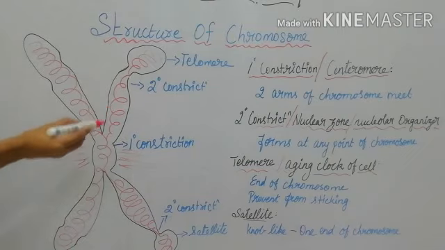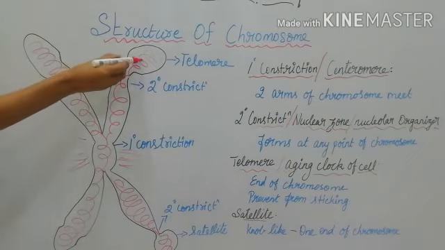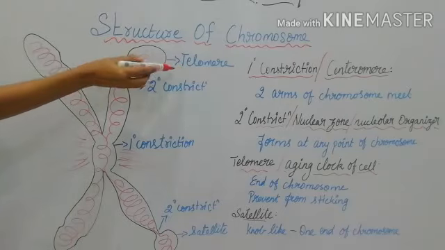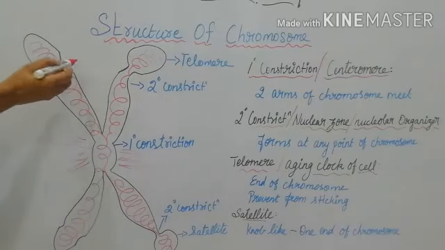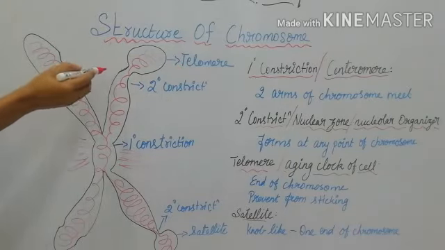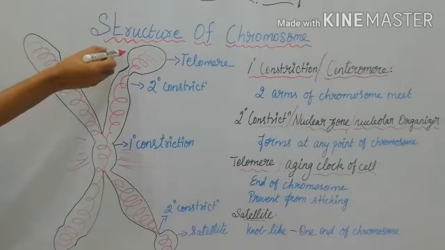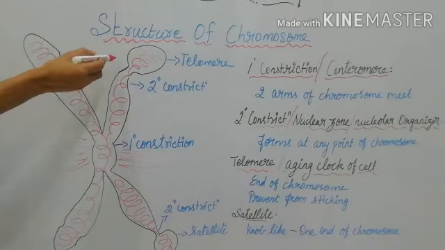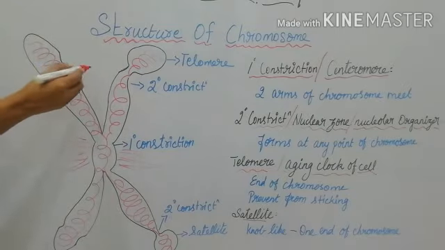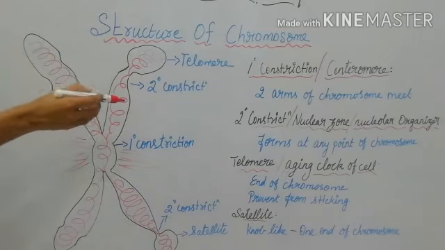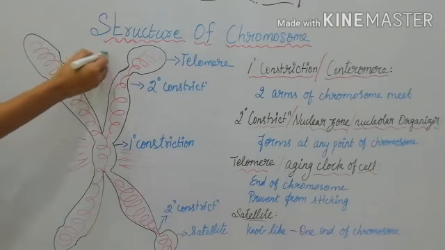And the next is the telomere. Telo means tail or tip. This telomere is found at the end of the chromosome, and it prevents the ends of the chromosome from sticking together. As we studied before, each cell contains 23 pairs of chromosomes, that is 46 chromosomes present in the nucleus, and these chromosomes should not get attached to each other. That is maintained by the telomeres.